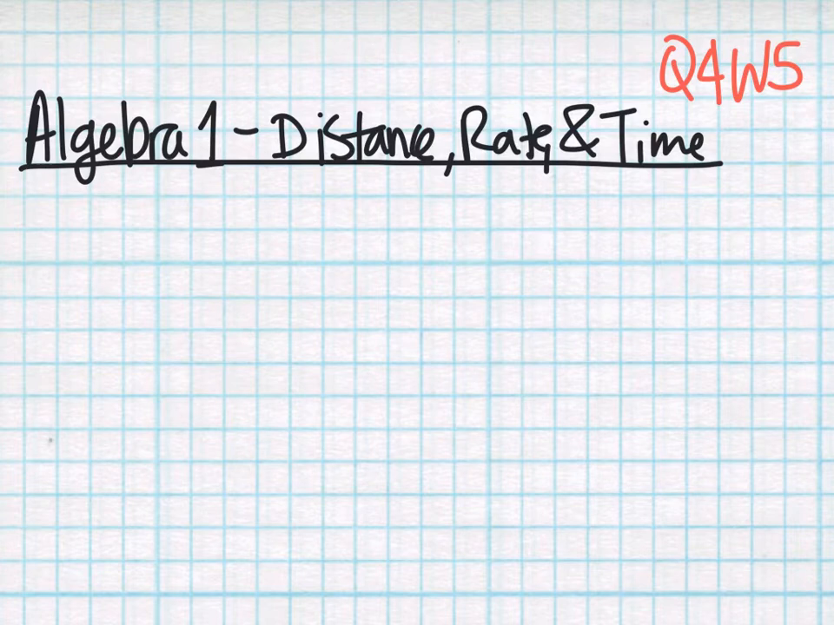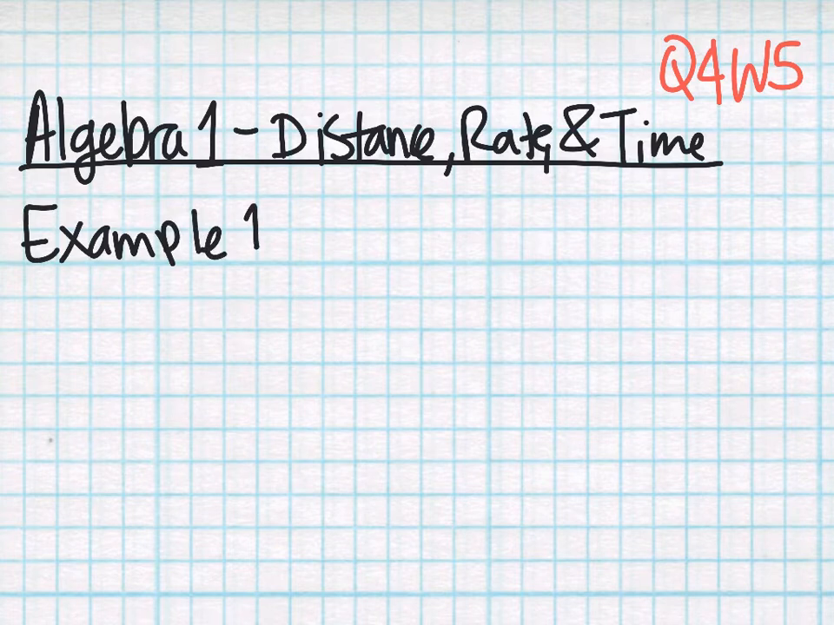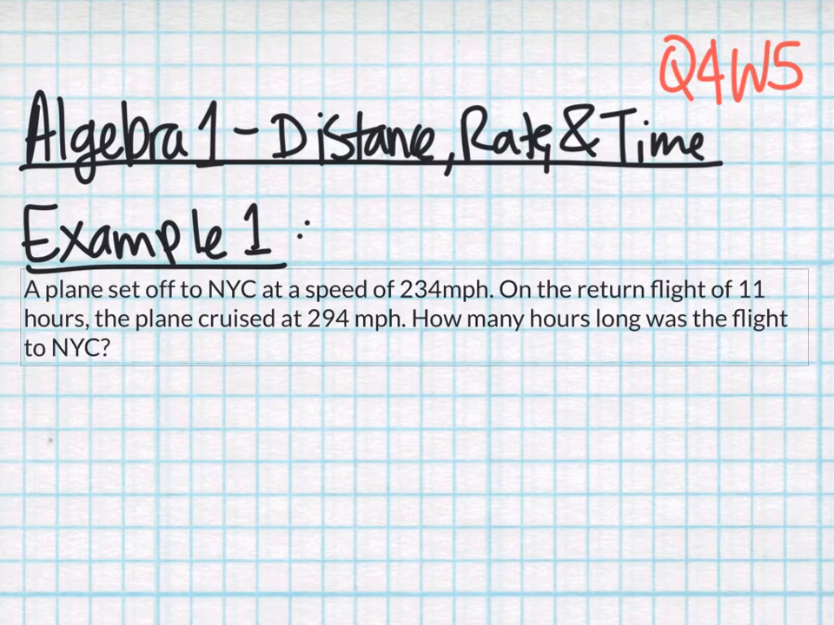So example 1. Okay, example 1. A plane set off to New York City at a speed of 234 miles an hour. On the return flight of 11 hours, the plane cruised at 294 miles per hour. How many hours long was the flight?